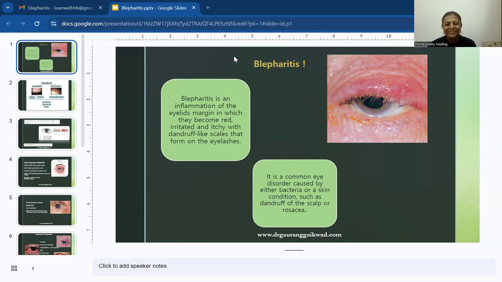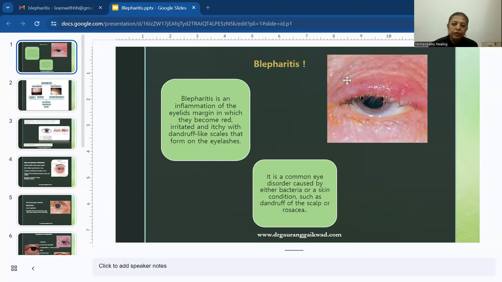Hello, everyone. So, today's topic is blepharitis. As the name suggests, blephar means lids. Itis is inflammation. So, here you can say that blepharitis is an inflammation of the lid margin.